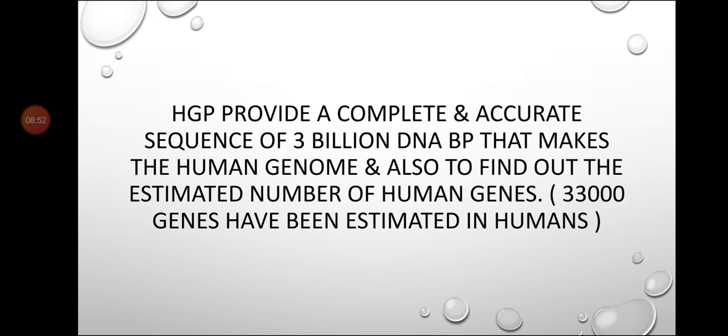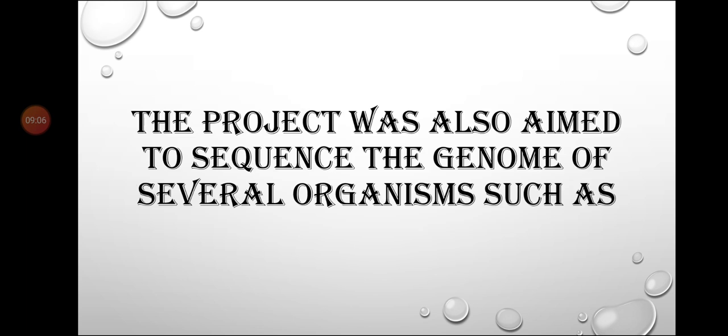What was the result? About 33,000 genes have been estimated in humans. This project also aimed to sequence the genome of some other organisms.